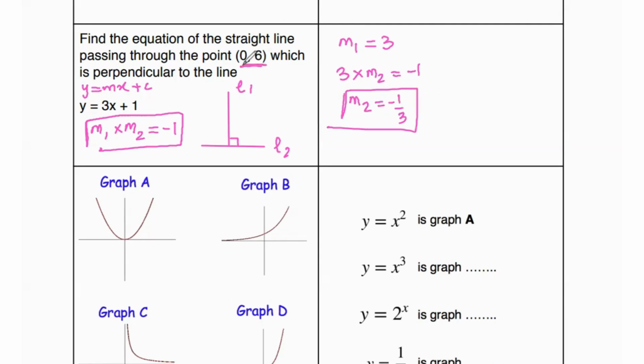And in the question, they've already given us the y-intercept, which is 0, 6. Why is this the y-intercept? Because our x value is 0. So if we look at the slope-intercept form, y equals mx plus c, c is 6, and m is negative 1 over 3. So y equals negative 1 over 3 x plus 6 is our equation of the line that is perpendicular to y equals 3x plus 1.